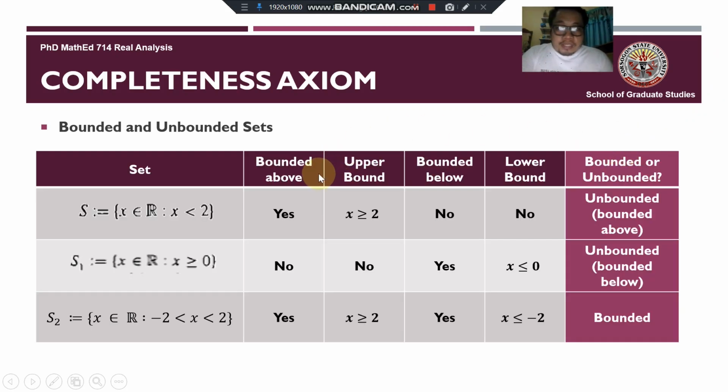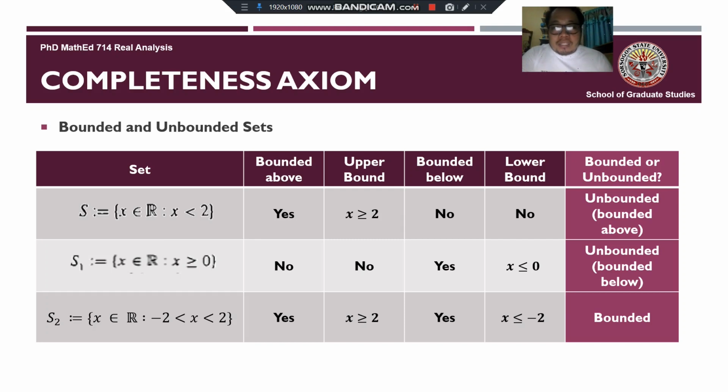So on this slide, we have three sets. For S, that is the set of all x such that x is an element of the set of real numbers, having the criterion that x should be less than 2. We'll be identifying whether it is bounded above or bounded below.